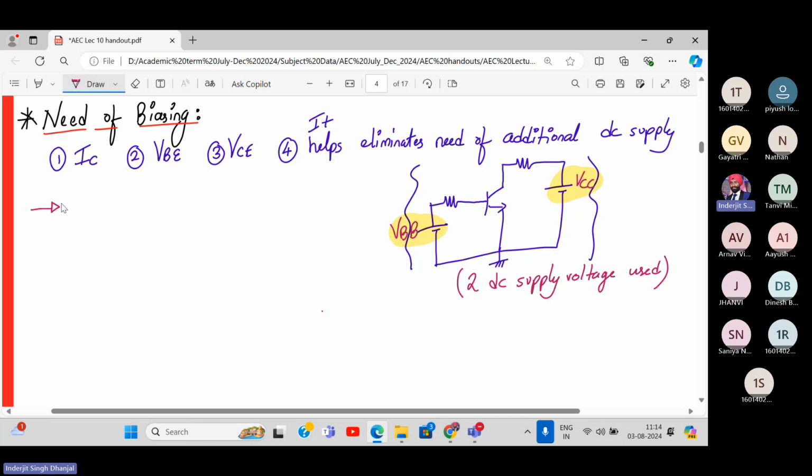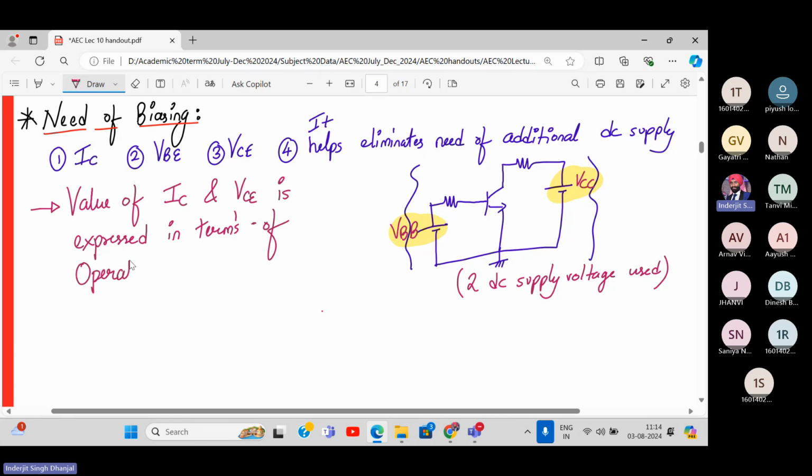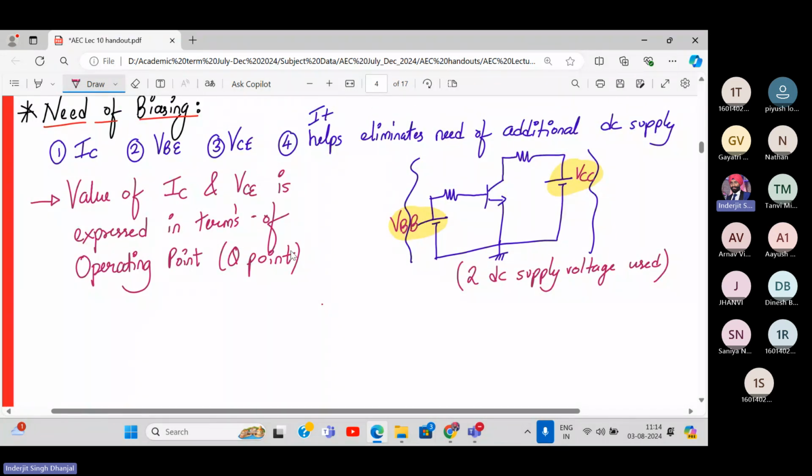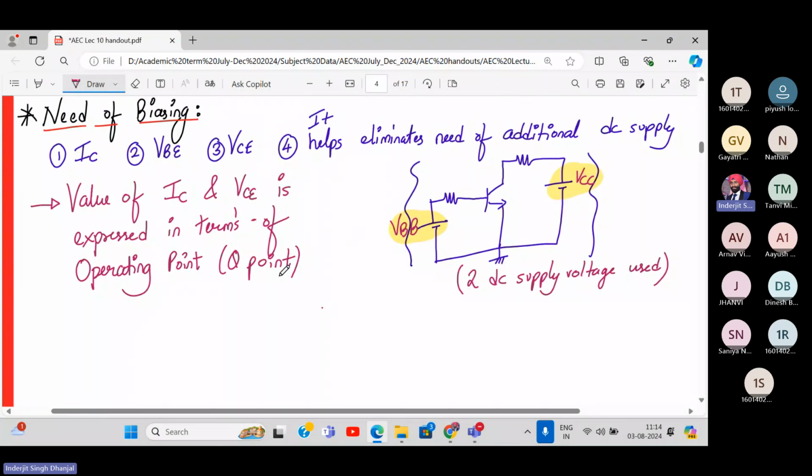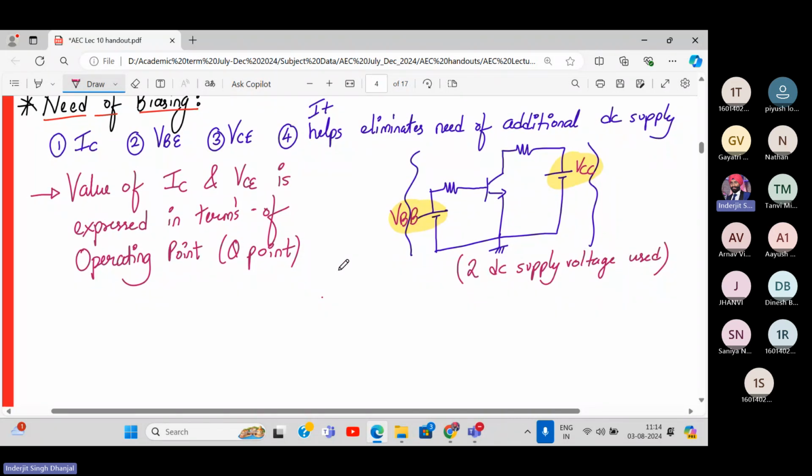So now write down the value of IC and VCE is expressed in terms of operating point, or we call it the Q point. So this we are going to observe today only. We are going to analyze one biasing circuit and we are going to determine where the Q point is. So the value of IC and VCE is expressed in terms of Q point.